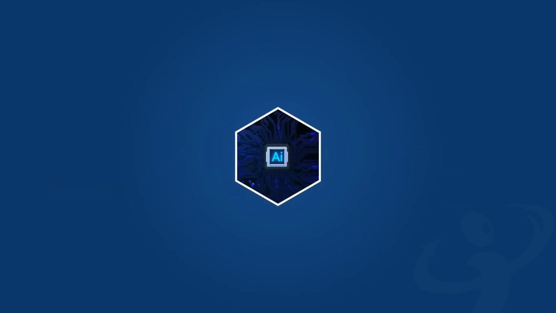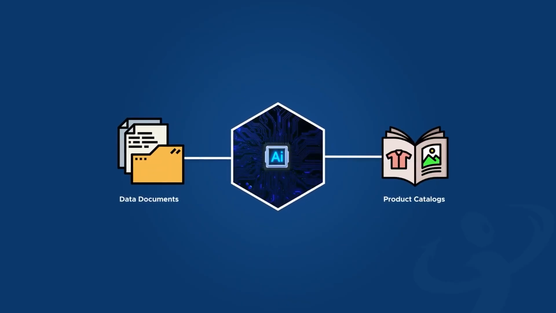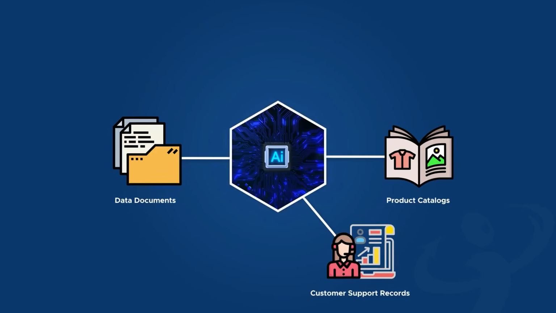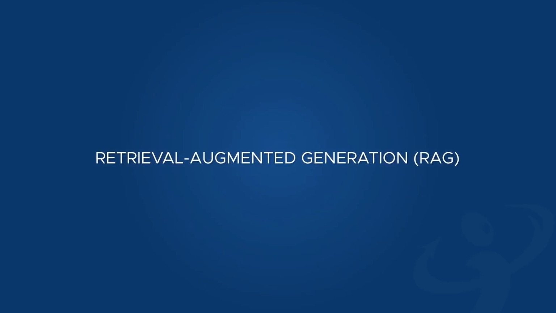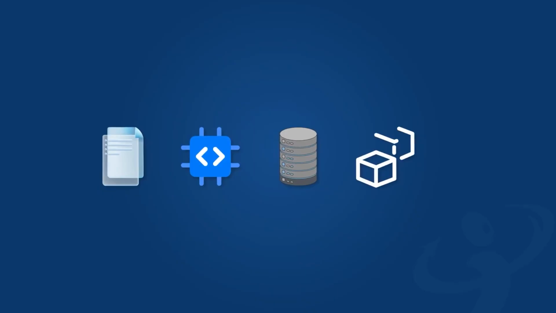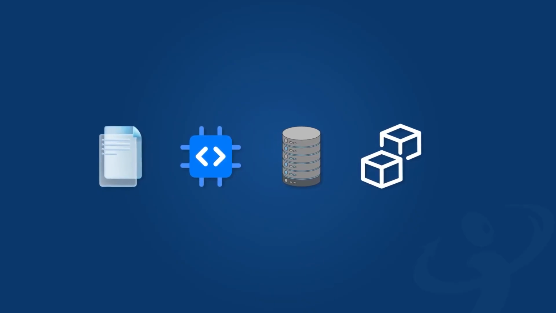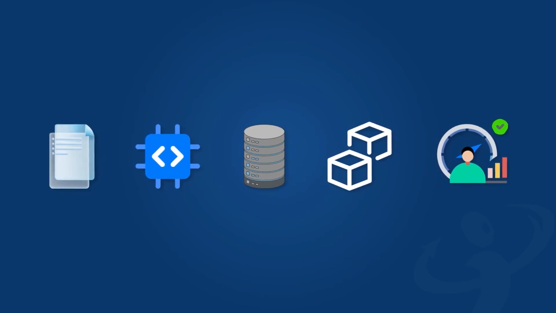Here's where it gets powerful: the data layer. This is where your AI models connect to your data, documents, product catalogs, customer support records, and more. Enter Retrieval-Augmented Generation, RAG. Instead of retraining models, we inject relevant context dynamically during inference. We turn documents into embeddings, store them in a vector database, and retrieve the most relevant chunks when users ask a question, enabling real-time, accurate responses without fine-tuning.